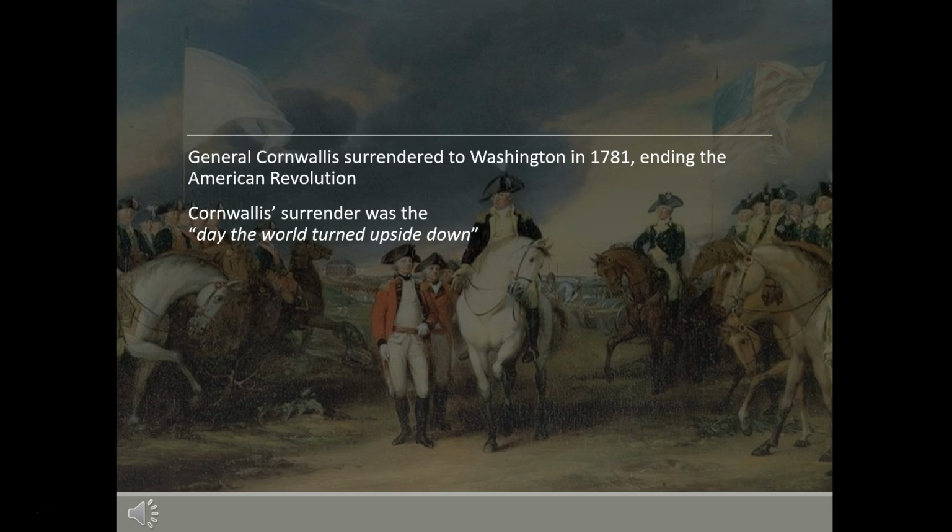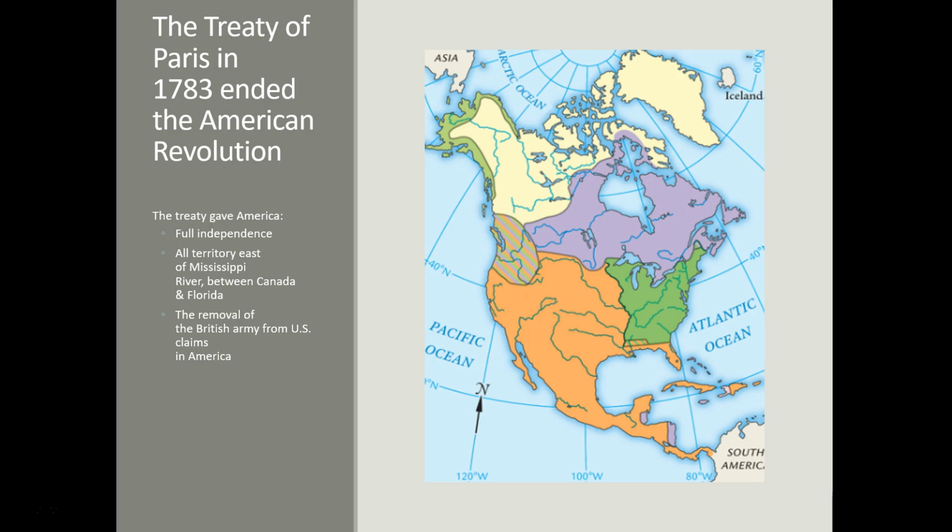So at Yorktown in 1781, essentially the war is over. While the Treaty of Paris isn't for a couple more years, General Cornwallis surrenders to George Washington, and Cornwallis's surrender is seen as the day the world turned upside down, because this is the first time in that time period that a country or a colony has won a war for independence against the British, who were the dominant navy in the world and the dominant country. And this little upstart country has just beat them.